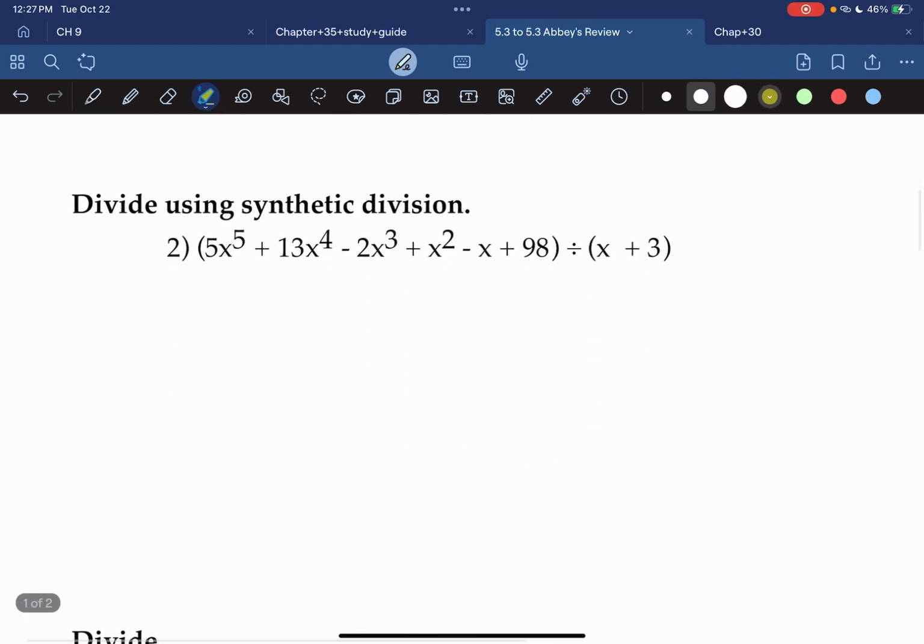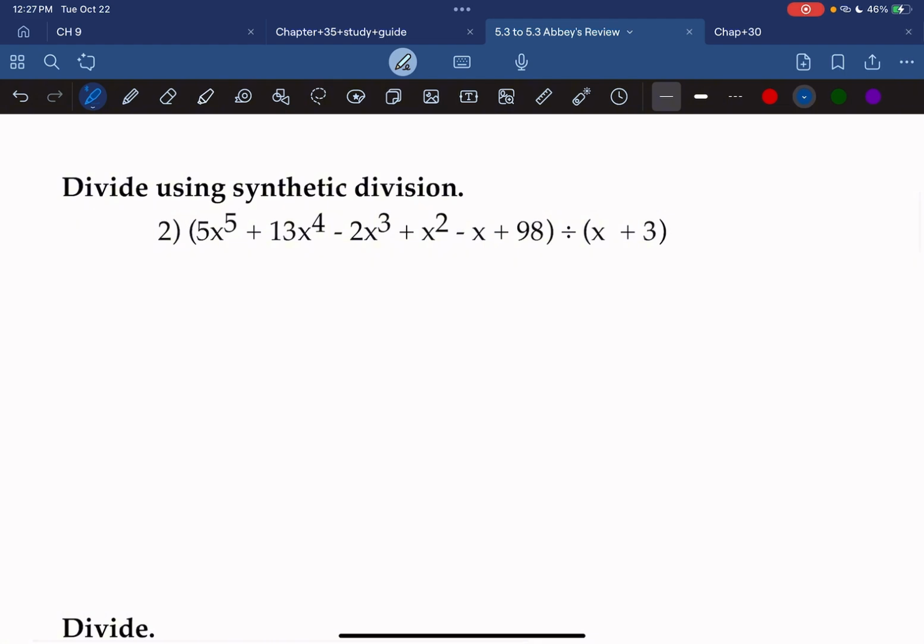Number 2, synthetic division. Once again, we take the opposite of this, which is going to be negative 3. Make this little weird shape. Now we put each of these values into that. And we do 5, 13, negative 2x, 1, negative 1, 98.